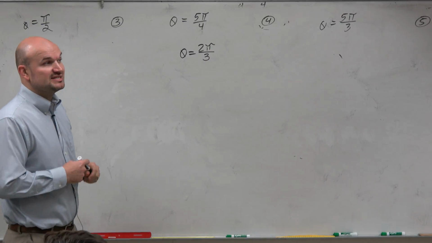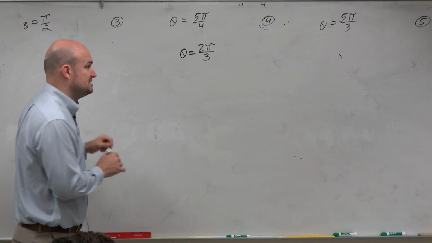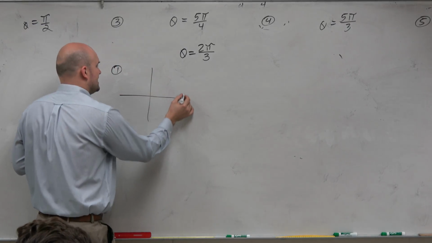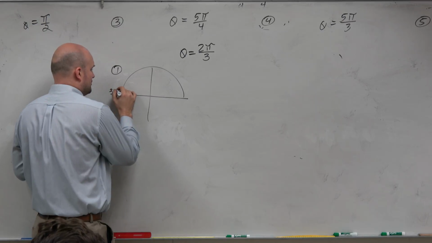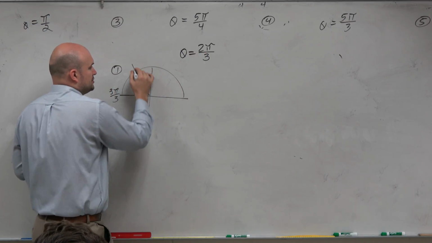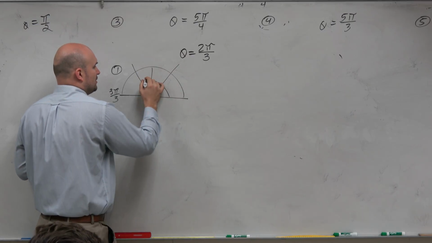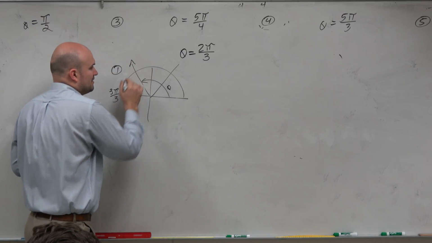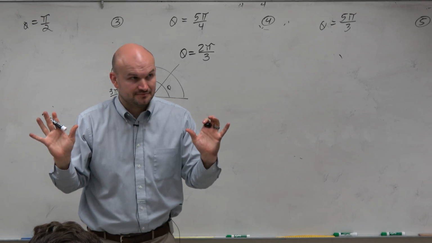The first thing I want to do is sketch the angle. Step number 1 is sketch the angle. We know halfway around the circle is pi, or 3 pi over 3, since that's our denominator. We need to go 2/3 of that, so our angle is roughly right there. There's our angle, 2 pi over 3. Is everybody OK with that?